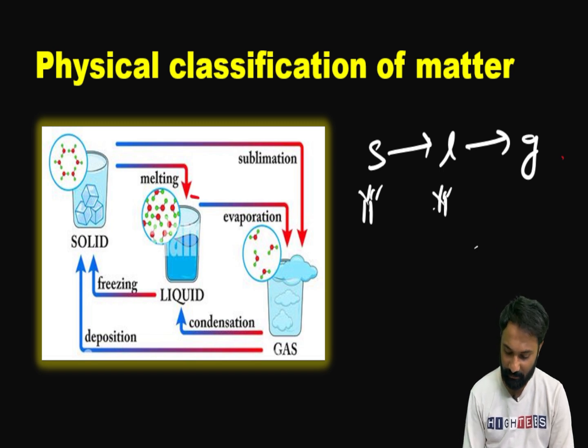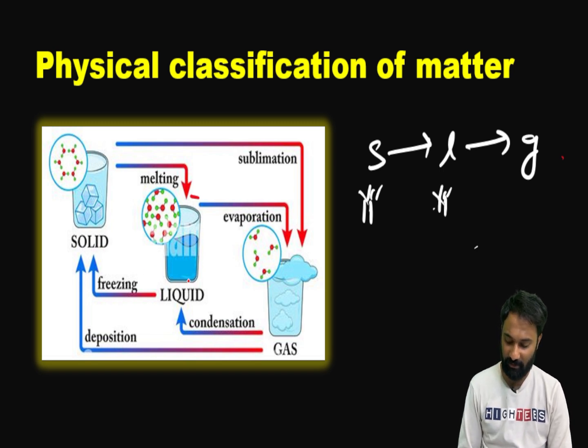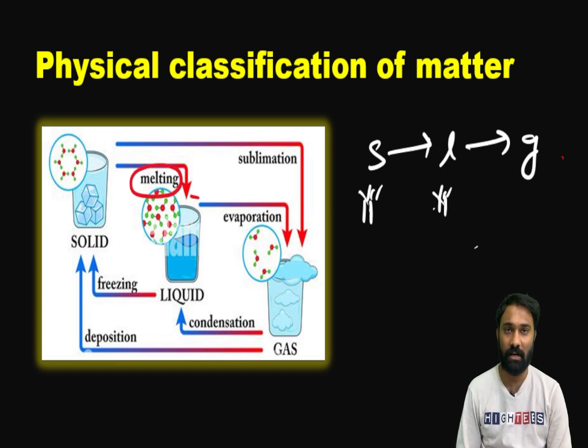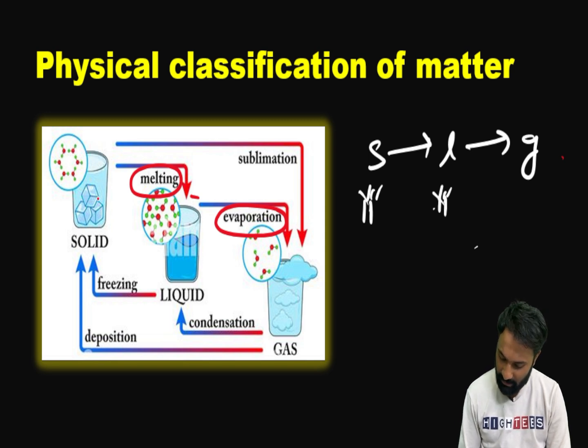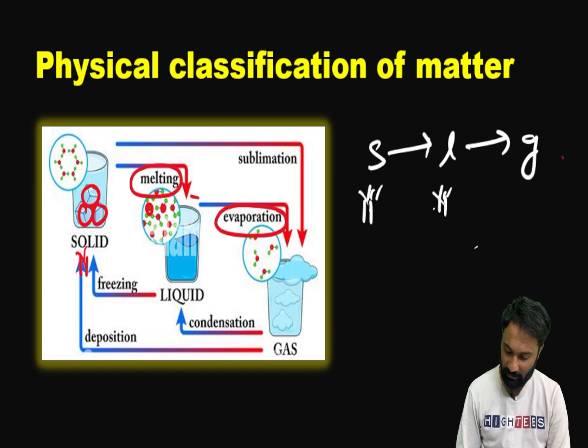You can see here, the solid is converting into liquid. That process we call melting. Again that liquid is converting into gas, and that process we call evaporation. Now here you can see these are solid particles. When the solid particles are heated, they convert into liquid particles. You can see these are the liquid particles, and when we heat again, they move to gaseous particles.